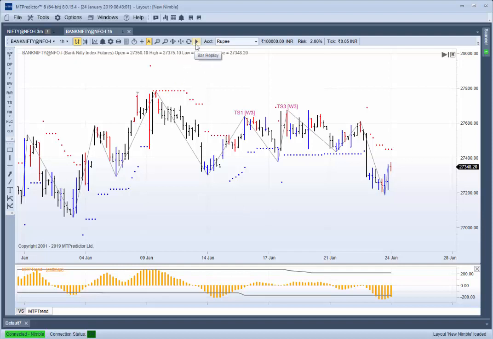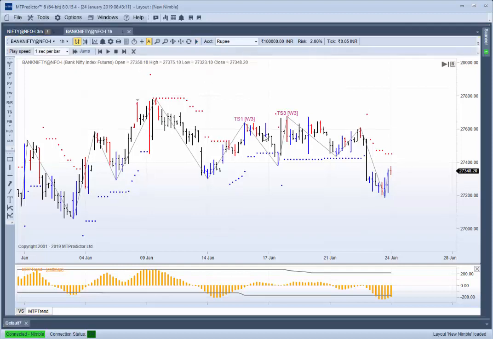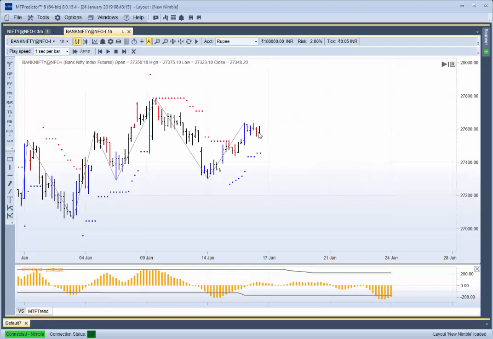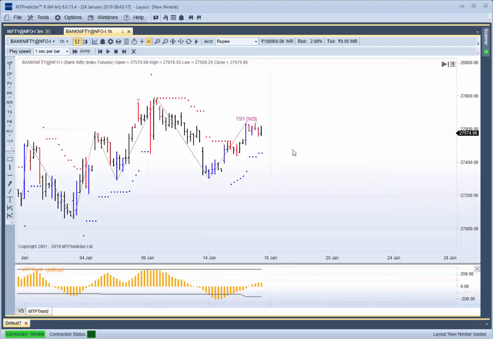So I just want to scroll back or use our bar replay to go back, because this here is where this 15-minute TS3 sell setup unfolded. So I want to just go back to around about here somewhere and show you what we do. Remember, we're not actually using our signals on our higher time frame chart, we're using our DPs.